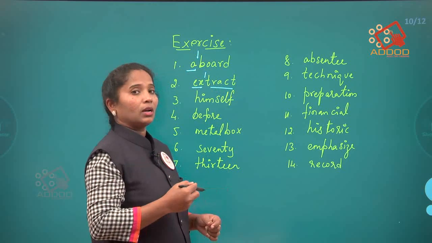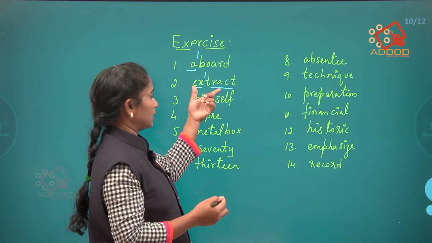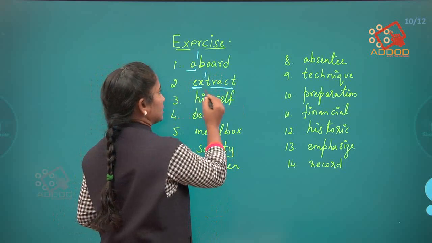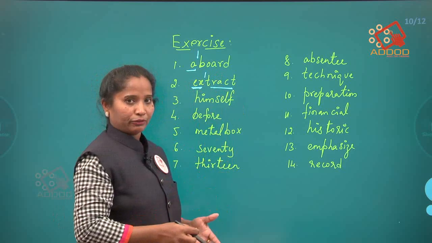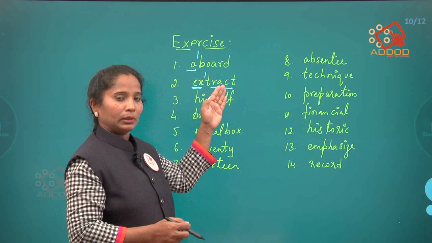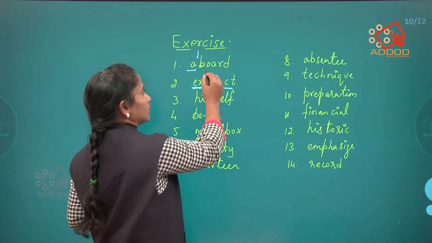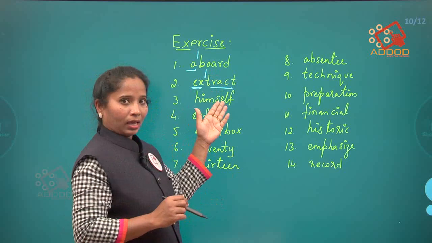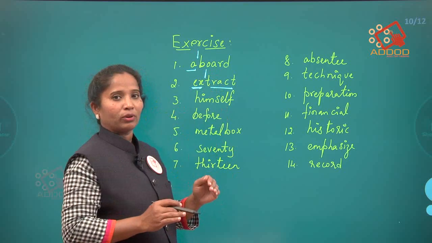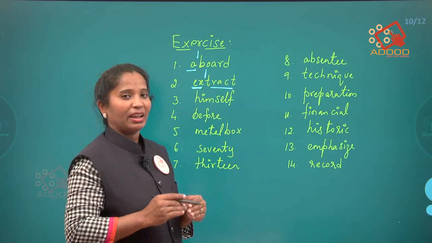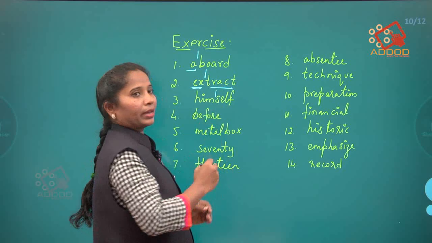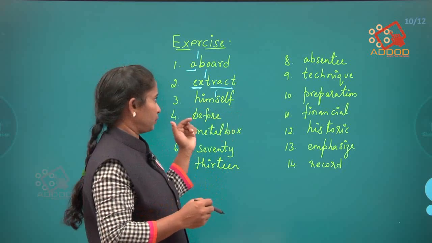So how do you pronounce? Aboard. Okay, the next one is extract. Here you have two syllables, and even this E is a weak prefix, so the second syllable will take the stress mark. So extract, this is how we have to pronounce. What is the third one? Himself. So all self words, selves and ever, will take the stress mark on itself. Okay, so himself, that's how you pronounce.